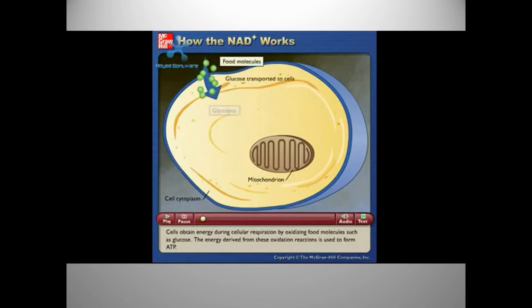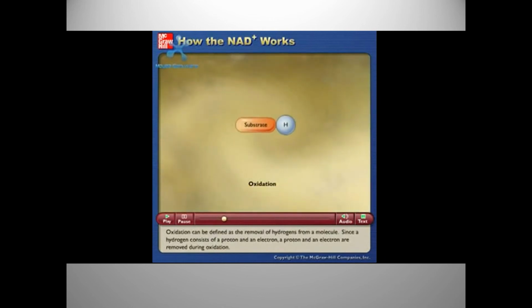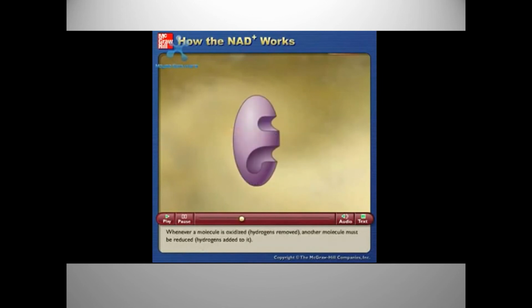Cells obtain energy during cellular respiration by oxidizing food molecules such as glucose. The energy derived from these oxidation reactions is used to form ATP. Oxidation can be defined as the removal of hydrogens from a molecule. Since a hydrogen consists of a proton and an electron, both are removed during oxidation. Whenever a molecule is oxidized, hydrogens removed, another molecule must be reduced, hydrogens added to it.